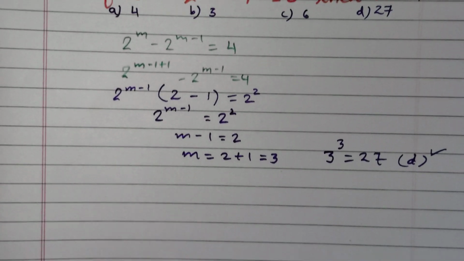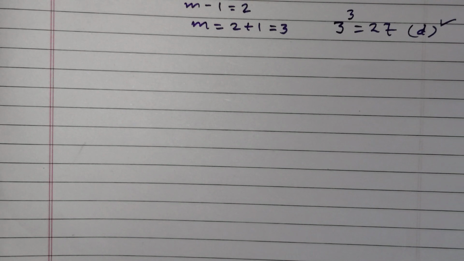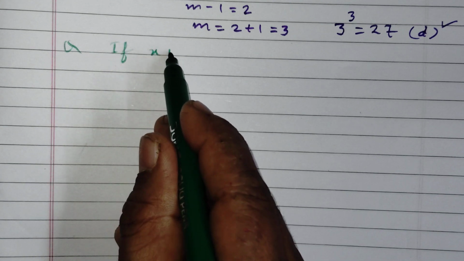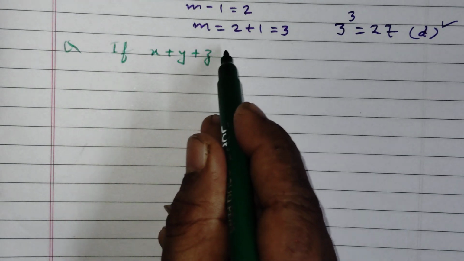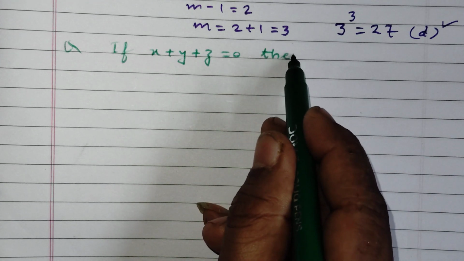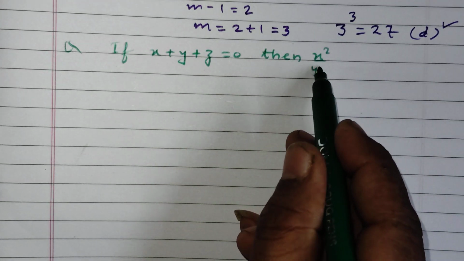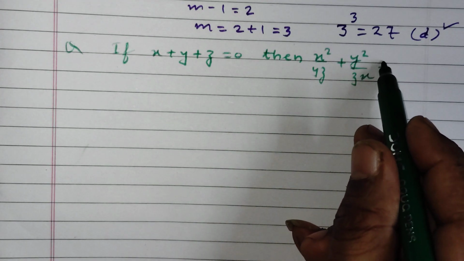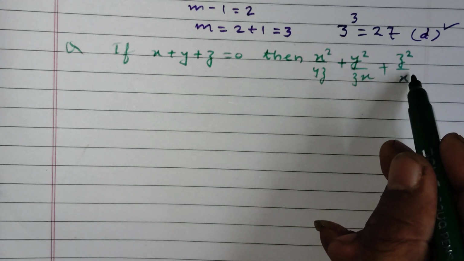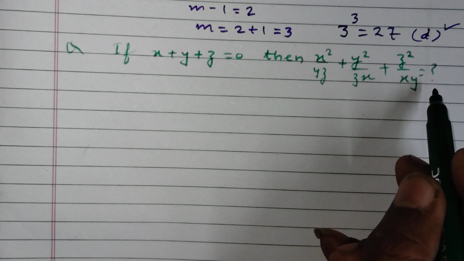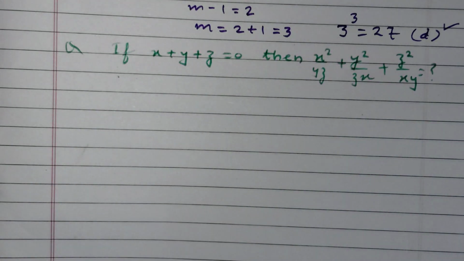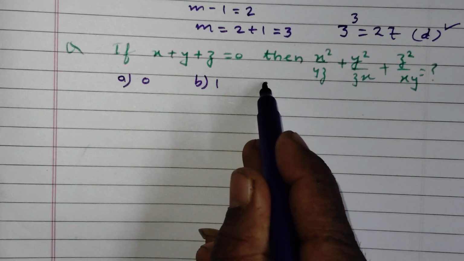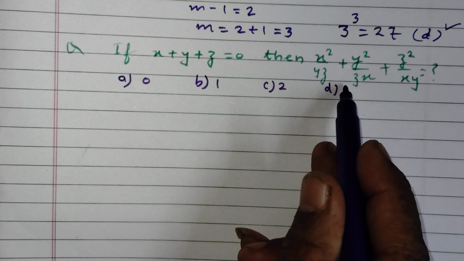Next question is, if x plus y plus z equal to 0, then find x square upon yz plus y square upon zx plus z square upon xy. There are 4 options given. Options are: first option 0, second option 1, third option 2, fourth option 3.